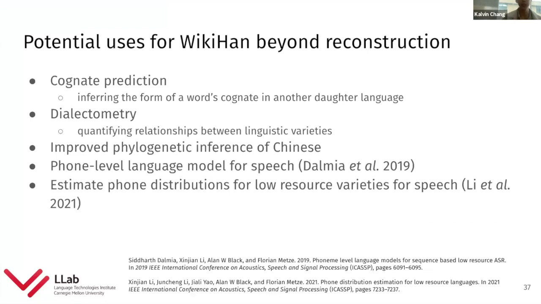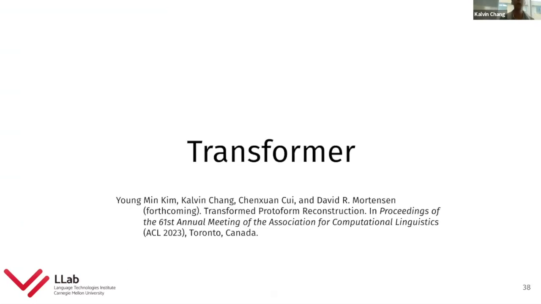Now, our dataset isn't just useful for comparative reconstruction, though. It can also be used for dialectometry, which involves quantifying relationships between linguistic varieties. We'd also perform improved phylogenetic inference of Chinese. And finally, our model could also be useful for speech applications for lower resource varieties of Chinese beyond Mandarin. All right, now let's talk about the work that was recently accepted by ACL 2023.